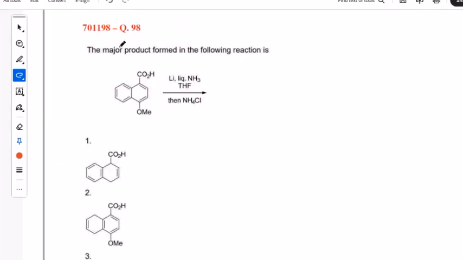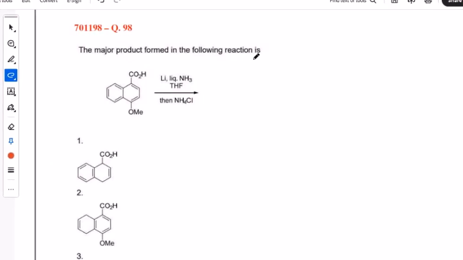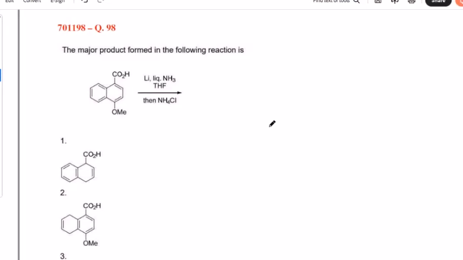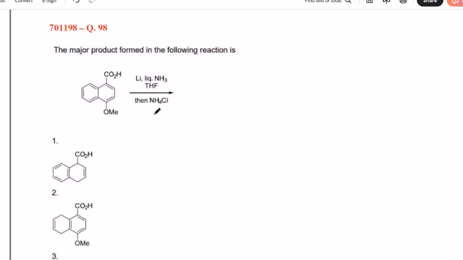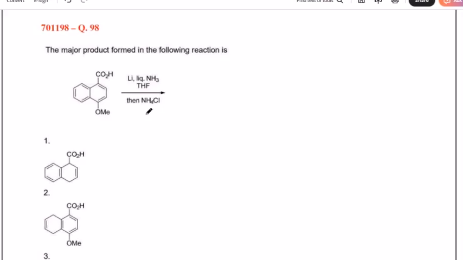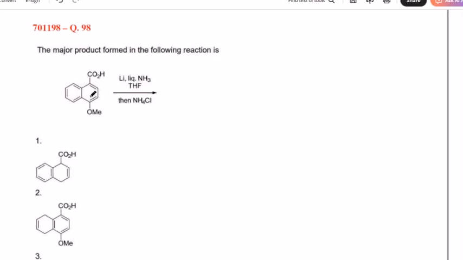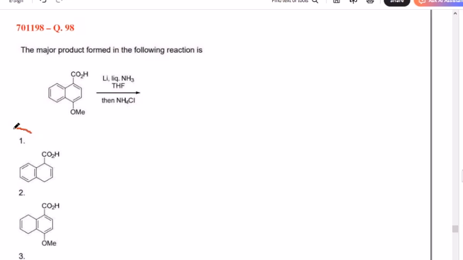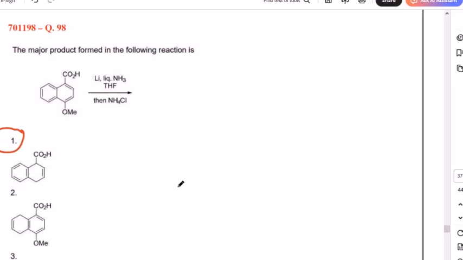Next, the major product formed in the following reaction is... lithium in liquid ammonia, THF, then ammonium chloride, Birch reduction. It is going to take place here, yes, para to here, and this is going to give option number 1. It is the correct option, friends.